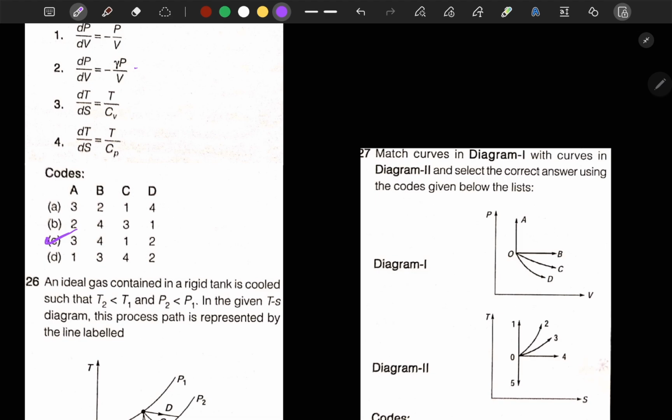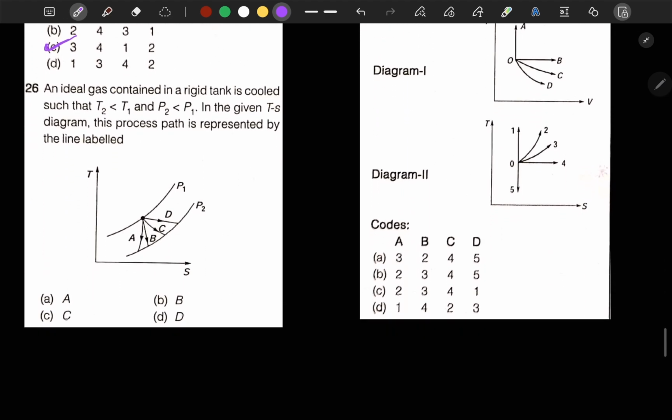Now question number 26. It is mentioned that an ideal gas contained in a rigid tank is cooled such that T2 is less than T1 and P2 is less than P1. So both pressure and temperature are decreased. In the given TS diagram, the process path is represented by the lines labeled A, B, C, D. We have to tell which line represents the process.